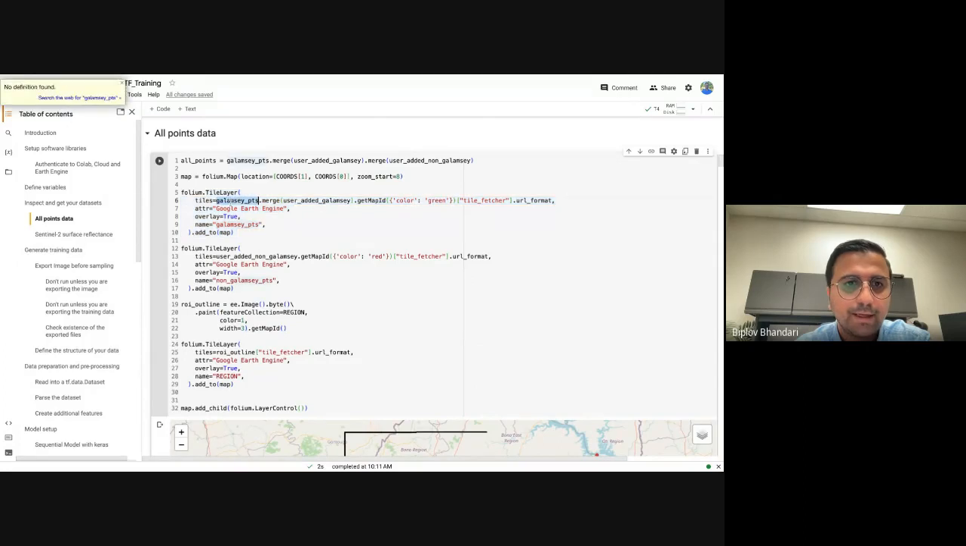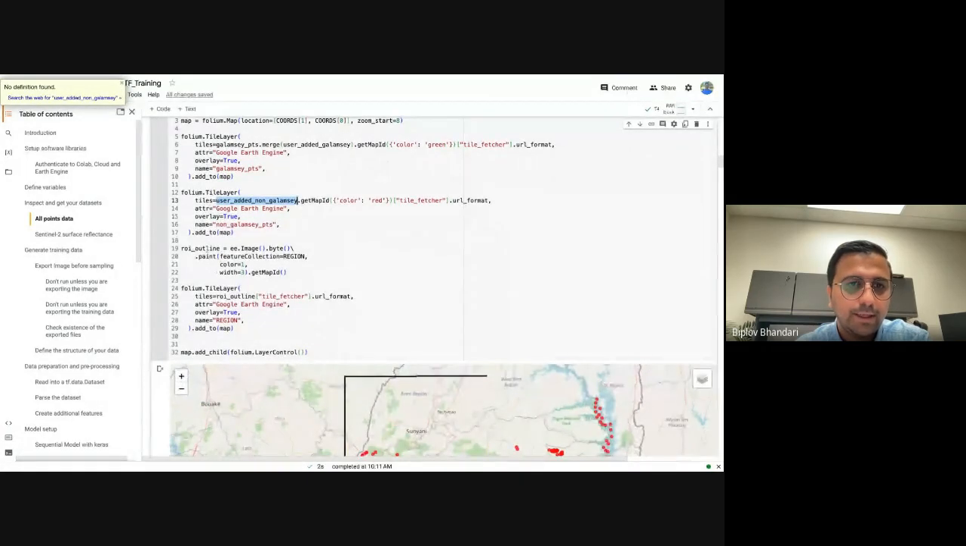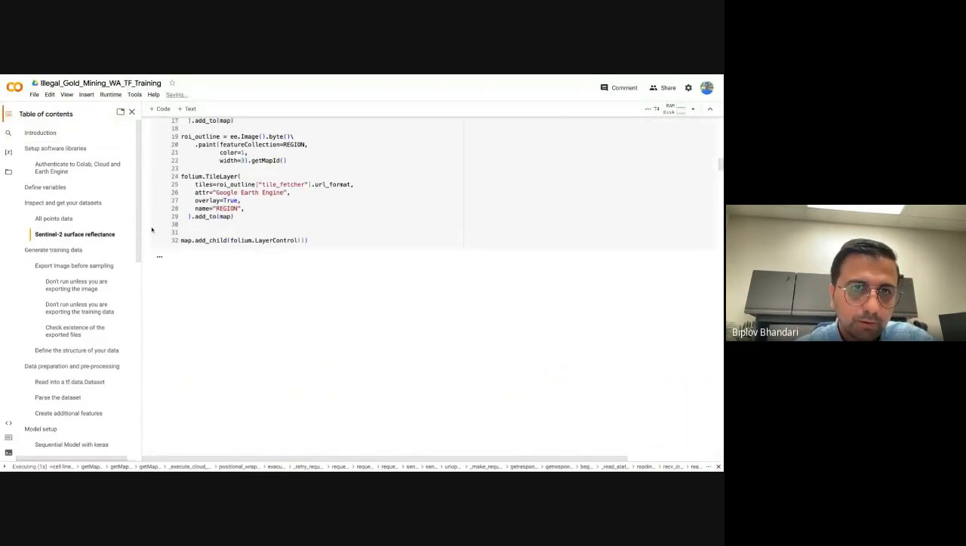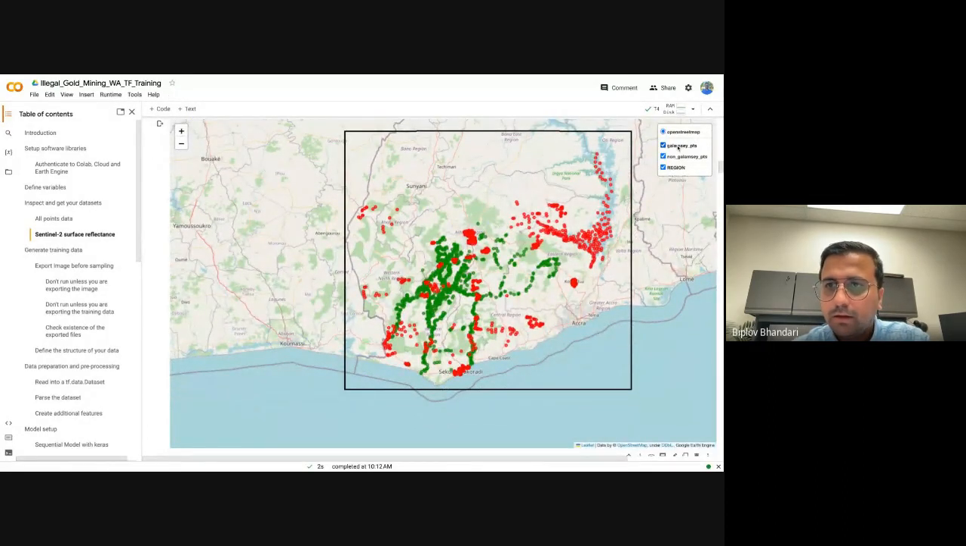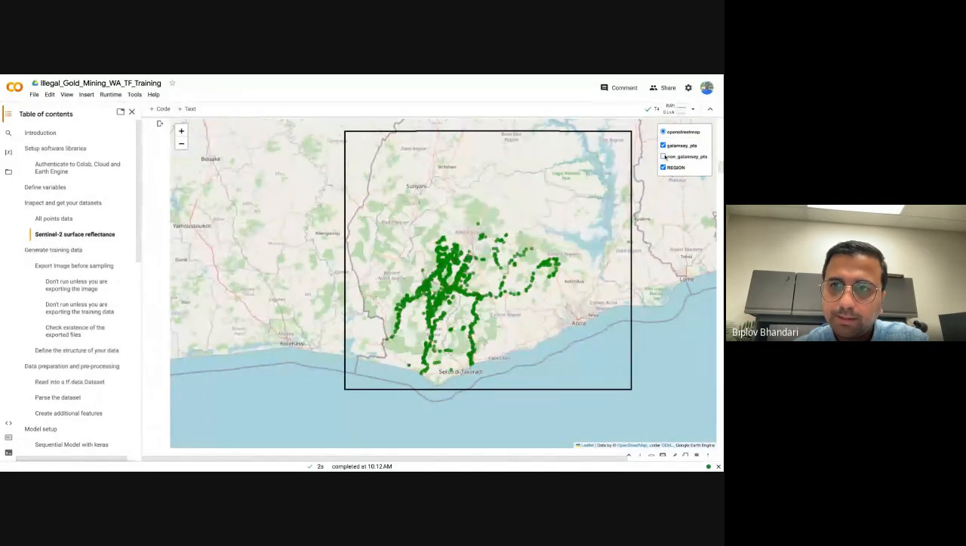In this case, I'm adding Galamsey points, including the already provided Galamsey points as well as the user added Galamsey points. I'm also adding non-Galamsey points, and then painting the outline of the study area, which is the regions in this case. So when you run this, you'd see a region which is this outline, and then you'd see non-Galamsey points as red and Galamsey points as green.